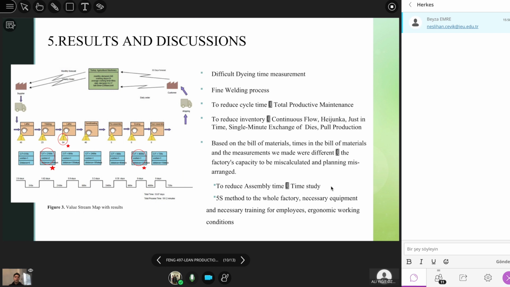Dyeing time measurement was very difficult for us because the dyeing process is done every day in the factory. But this is not in order. The finished product is hand-directed to a hook and waits for the parts in front of it.